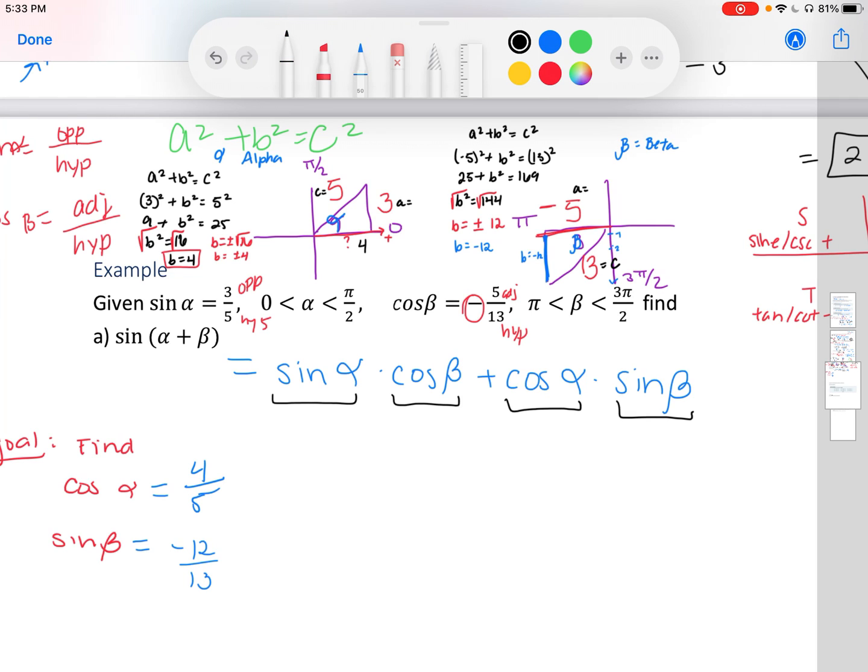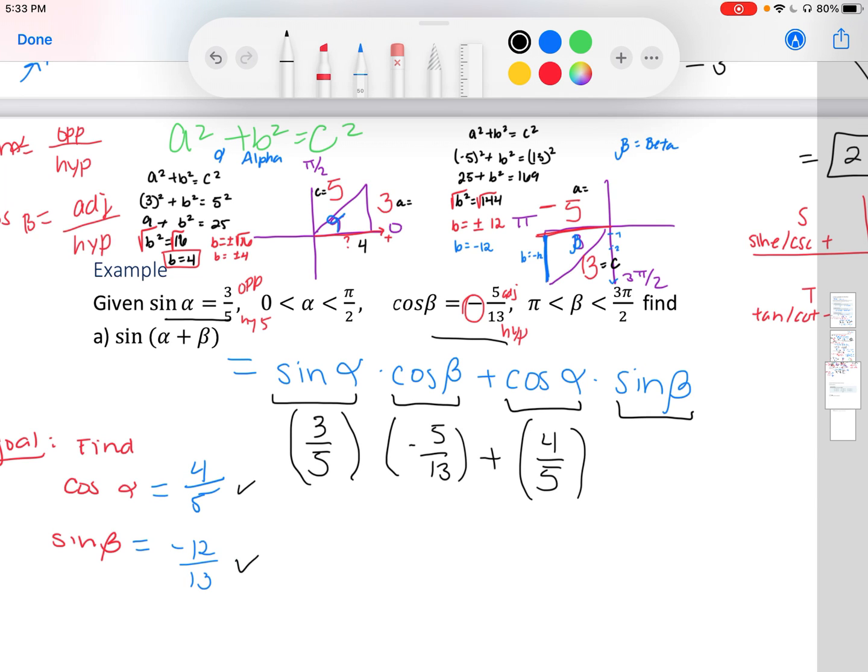Sine alpha, that was given. That's 3 over 5. Cosine beta, that was given. That's -5 over 13. Plus cosine alpha, we found that. That's 4 over 5. Sine beta, we found that. That's -12 over 13. And we go ahead and clean that up.